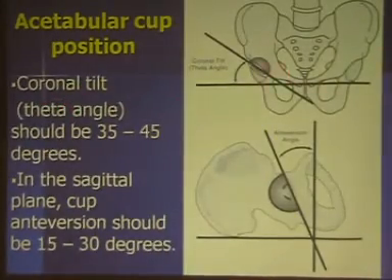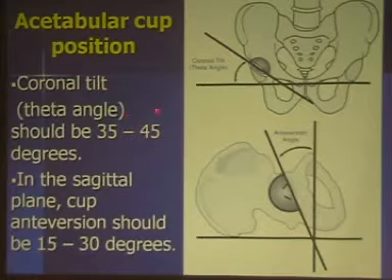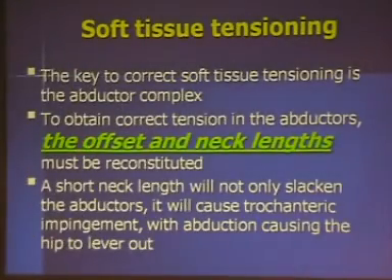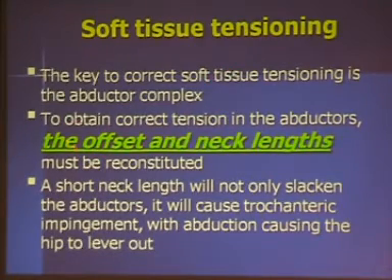Again, a quick word, we all know that there's a coronal tilt, or what's called theta angle, which is around 35 to 45. Our favorite sometimes is 40 degrees. And in the sagittal plane, it's anteversion, ideally between 10 to 20. We can't reiterate enough the importance of soft tissue tensioning. And to obtain that intraoperatively, we have to play a bit with the offset and neck length to achieve proper offset and neck length, and consequently we could achieve proper soft tissue tensioning.